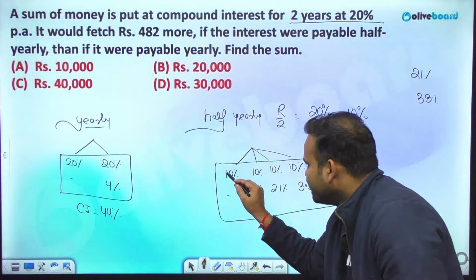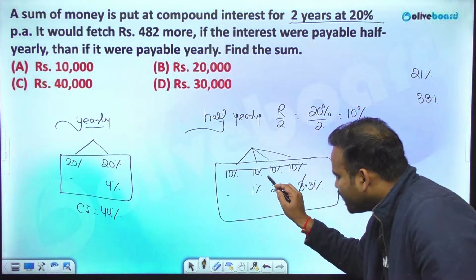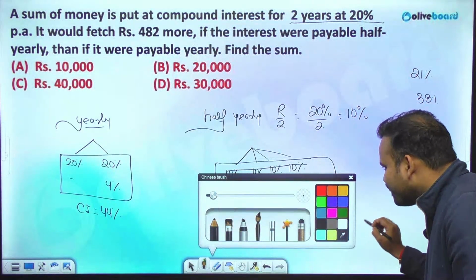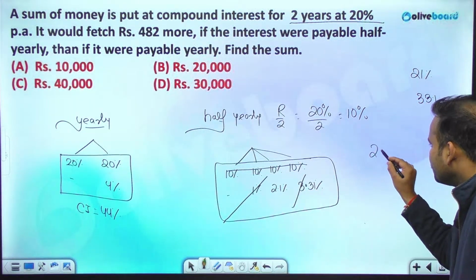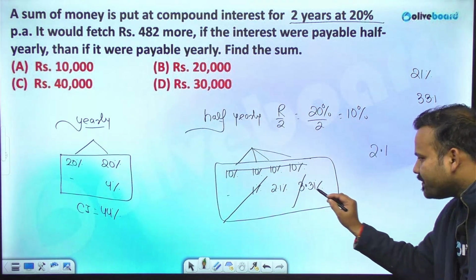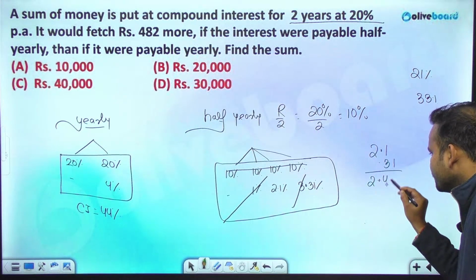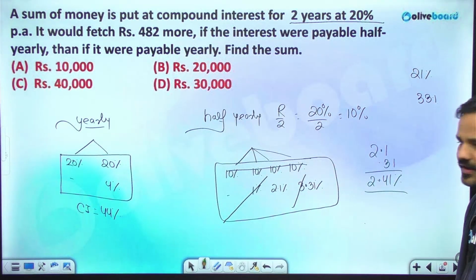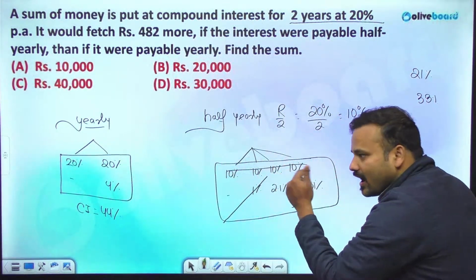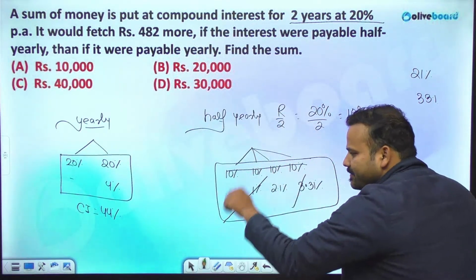So this is 44. So 40 eliminated, 4 eliminated, 44 eliminated. These are all eliminated. So what is being left out? See, 2.1 is left out, plus 2.1 is left out, plus 0.31 is left out. That means 2.41%. So this is the difference. How did I calculate the difference? I eliminated this 44 from these values.